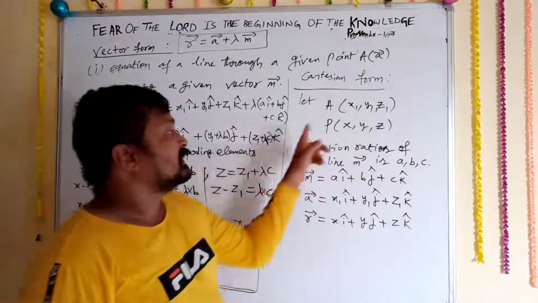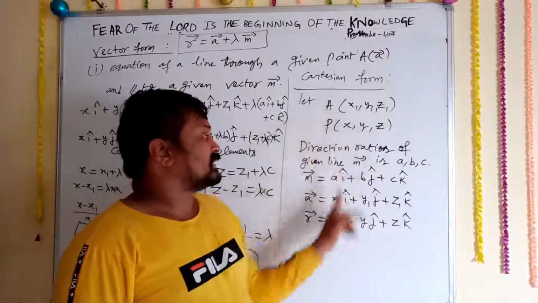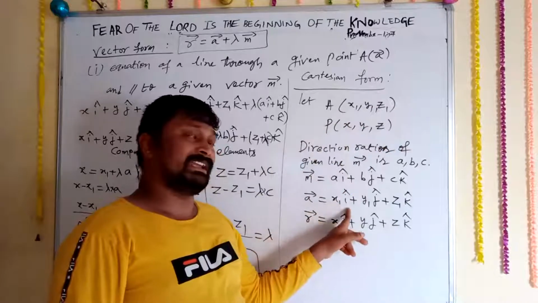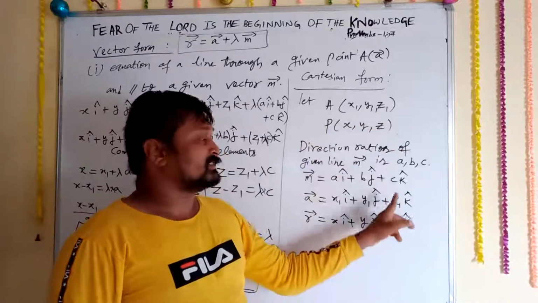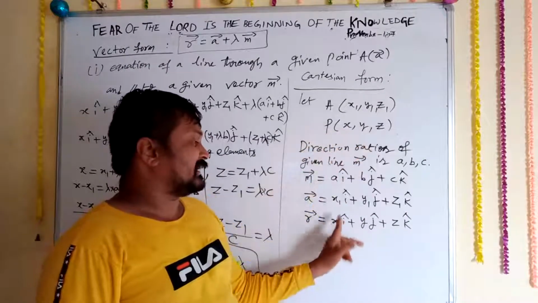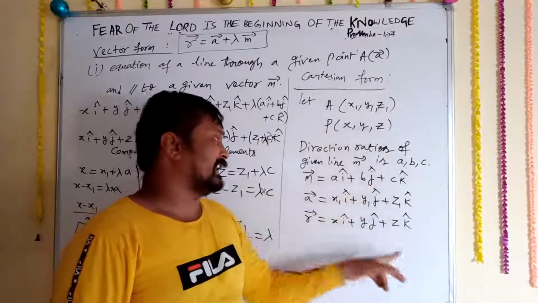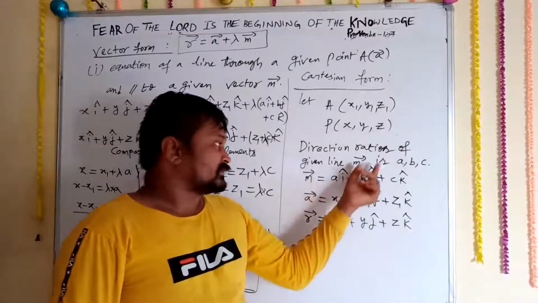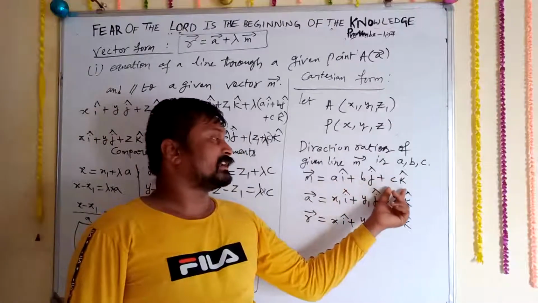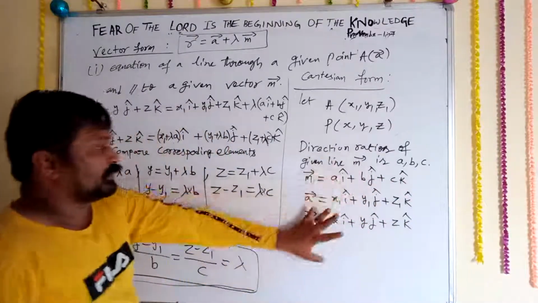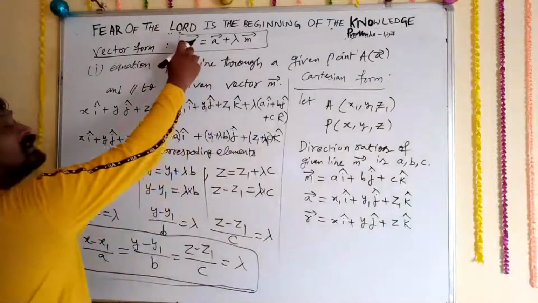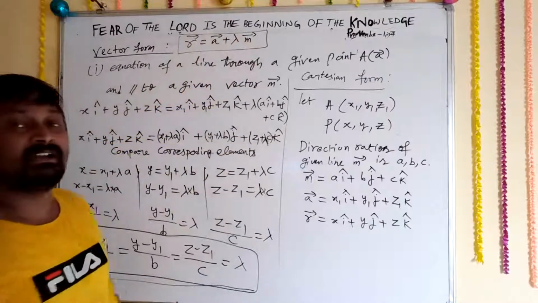So here, first thing, if you want a vector, you need to write x1 i cap plus y1 j cap plus z1 k cap. If you want r vector, that is x i cap plus y j cap plus z k cap. If you want m vector, here the direction ratios are a i cap plus b j cap plus c k cap. So if you know this part, then its simplification is very easy by using r vector is equal to a vector plus lambda m vector.